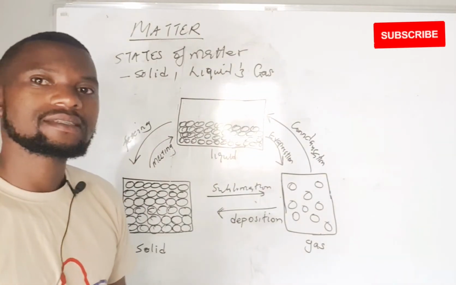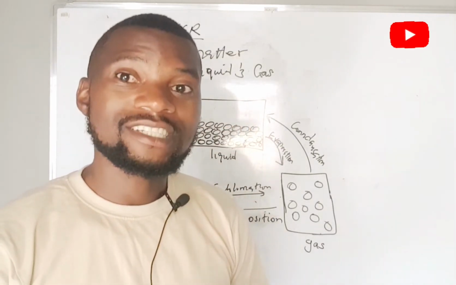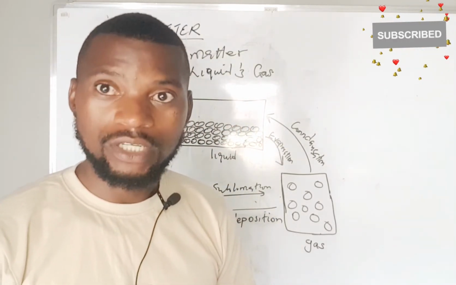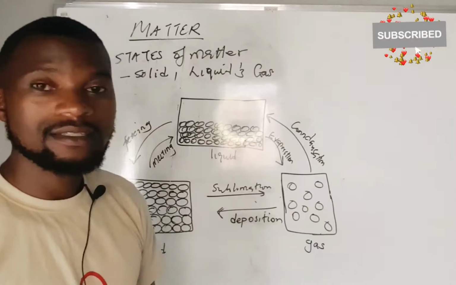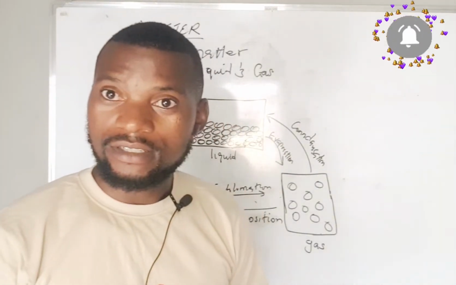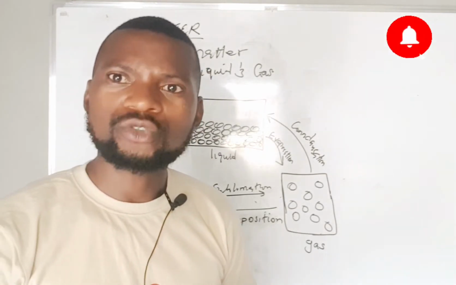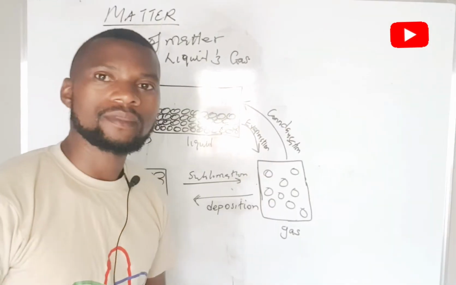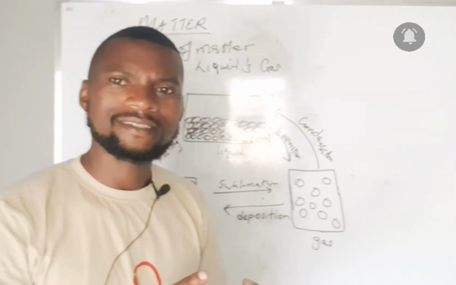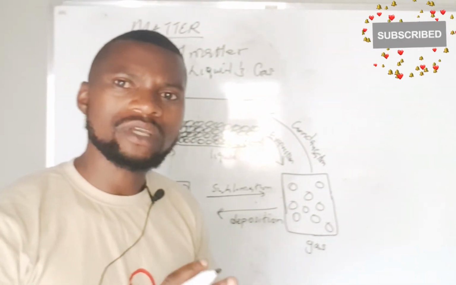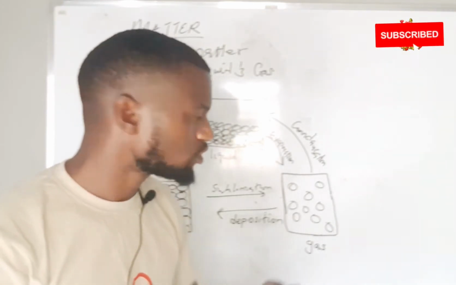So the change of state from solid to liquid is called melting. Melting is the change of state from solid to liquid. And the change of state from liquid to gas is called evaporation. Evaporation is the change of state from liquid to gas. Then there is also when a gas is exposed to a lower temperature, it cools. As it cools, it changes state from gas to liquid.